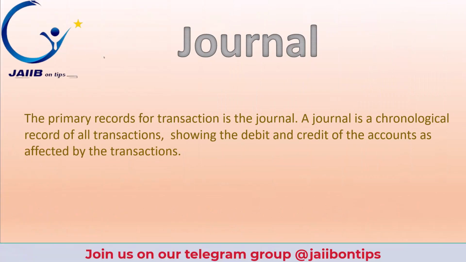So let's understand what a journal is. The primary record for the transaction is the journal. A journal is a chronological record of all the transactions, showing the debit and credit of the account as affected by the transactions. In accounting, a journal is like a special book where a company writes down all its financial actions in the order they happen. It's like a diary of money-related events.